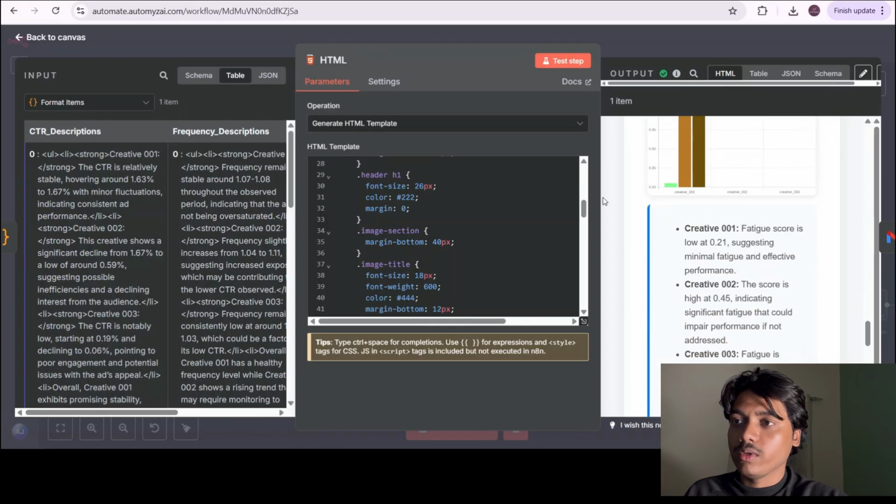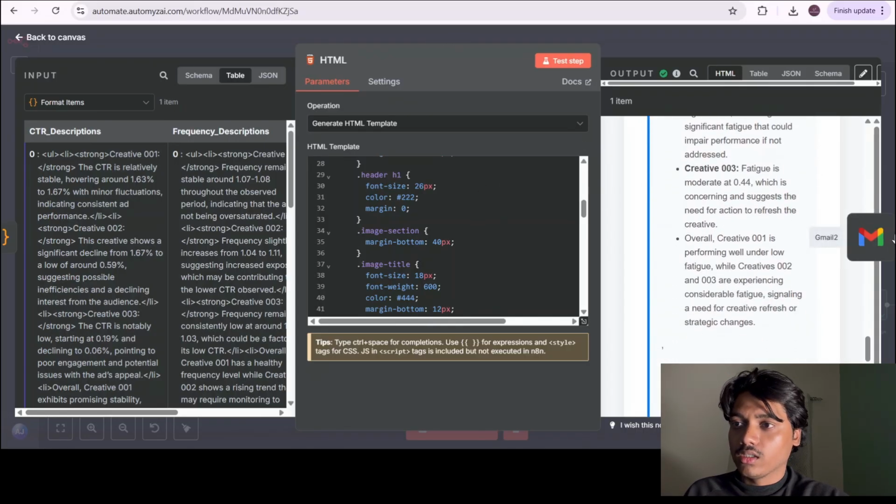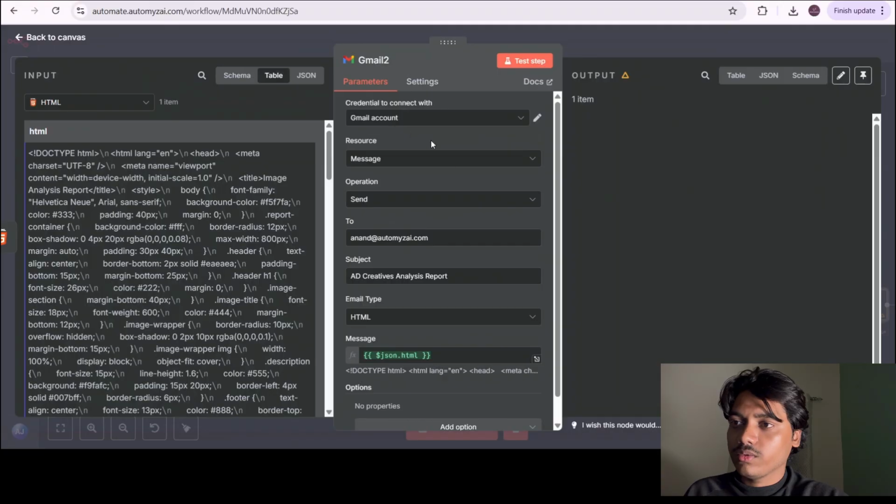In that Gmail node, to configure this, we just need to add the resource, operation, to, subject, email type and the message.